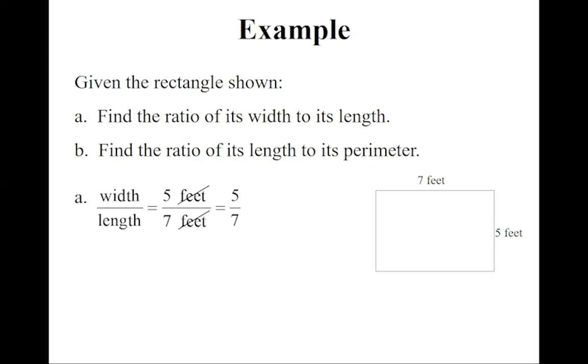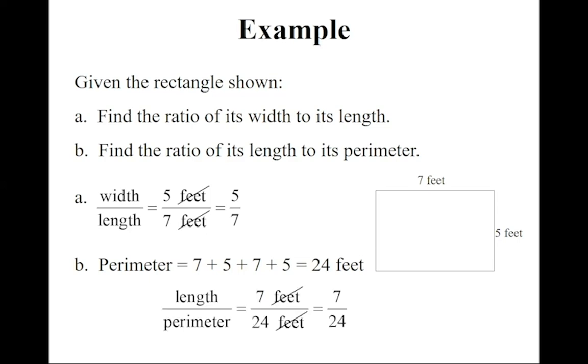Find the ratio of its length to its perimeter. Length to perimeter, we need the perimeter. The distance around, add the sides, 2 sides of 7, 2 sides of 5. The perimeter is 24 feet. The length was 7 feet. So 7 feet to 24 feet, feet cancel, 7 to 24.